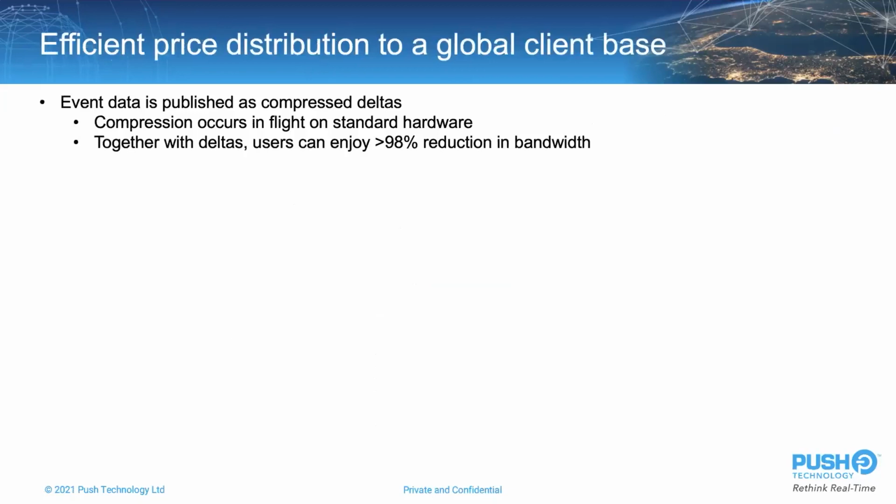A little bit then, I think we'll talk about the distribution of data. So Diffusion will publish compressed deltas. And this is just done in flight as standard on any type of hardware or virtual machines. With the compression along with the deltas, our users can enjoy over 98% reduction in bandwidth.